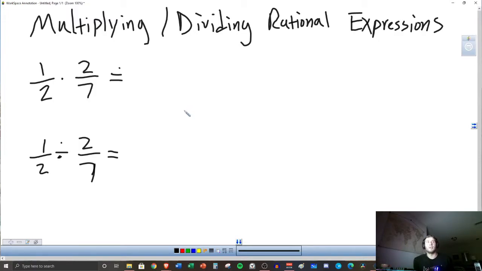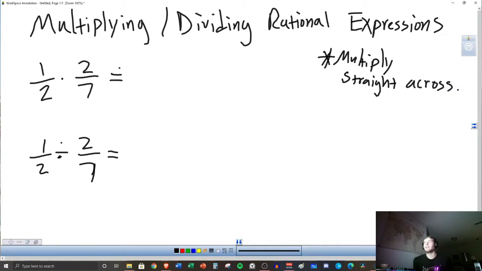Okay, so you've solved these. Let's see if you did it correctly. Now, what is the rule for multiplying fractions? Well, the rule for that is you multiply straight across. Okay, so I'm going to multiply the 1 and the 2, and the 2 and the 7. So we're going to get 2 over 14.